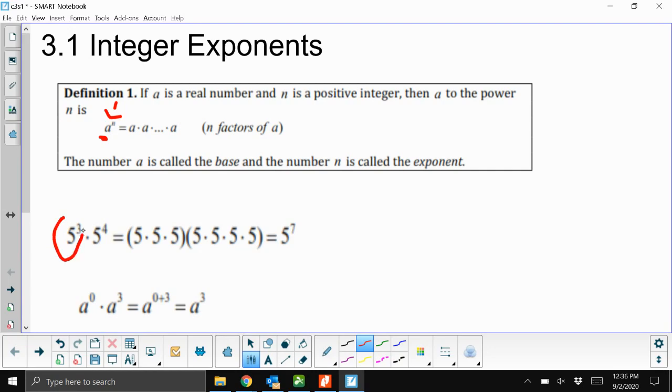So, 5 to the third. There we go, we've got 3 fives. And then 5 to the fourth, 4 fives. So we'd have 5 to the seventh, a total of 7 fives. All right.